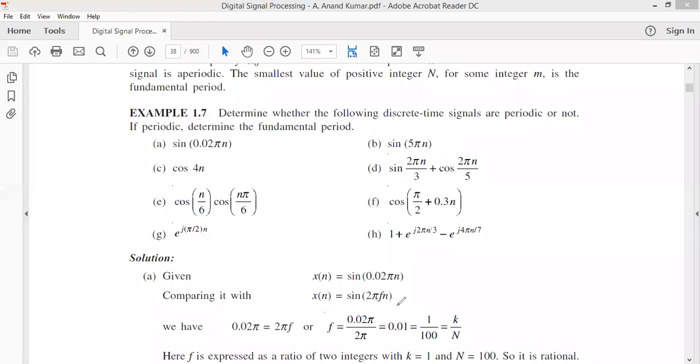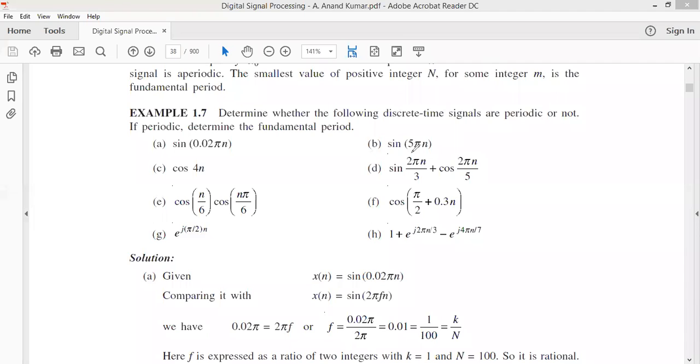Okay, so if you compare these two, we get f is equal to what? f is equal to 1 by 100. Okay, so is it a rational number, a ratio of two integers? Since it is a rational number, what is the N value? N is equal to 100. Okay, so what is the period now? The period capital N is equal to 100. Okay, so after 100 samples the signal will be repeating. Like that we have to solve all these problems.